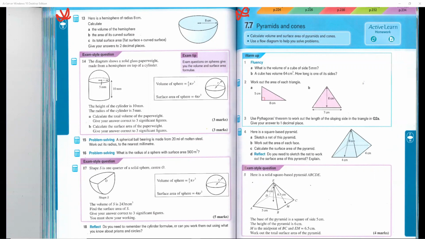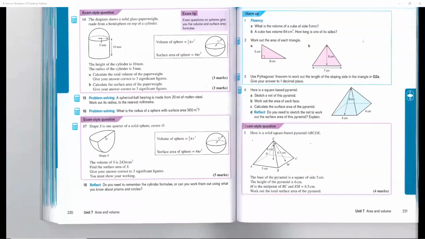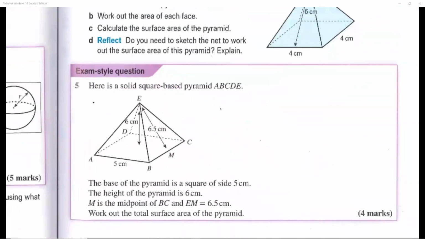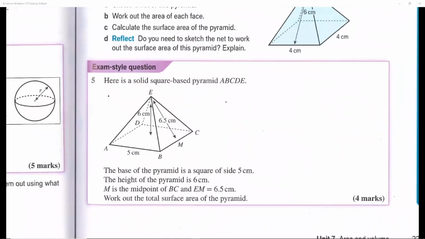Right, so if you want to work out surface area, what else do we have? Are we in the book or are we on my sheet? Right, let's cut this question out. Let's dive into the topic with the exam question.